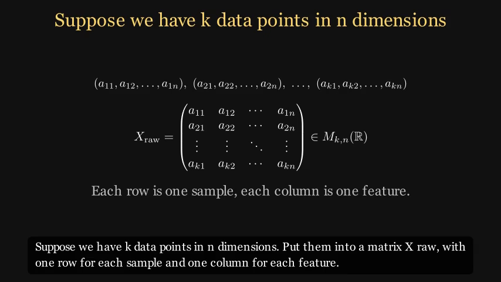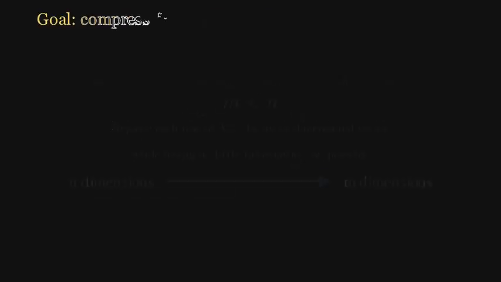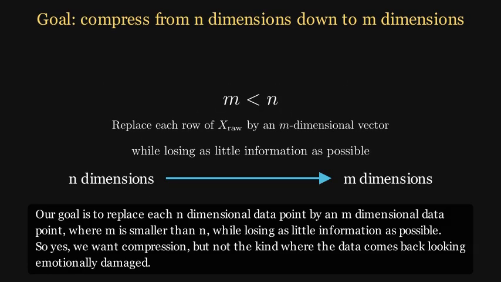Suppose we have k data points in n dimensions. Put them into a matrix X raw, with one row for each sample and one column for each feature. Our goal is to replace each n-dimensional data point by an m-dimensional data point, where m is smaller than n, while losing as little information as possible. So yes, we want compression, but not the kind where the data comes back looking emotionally damaged.